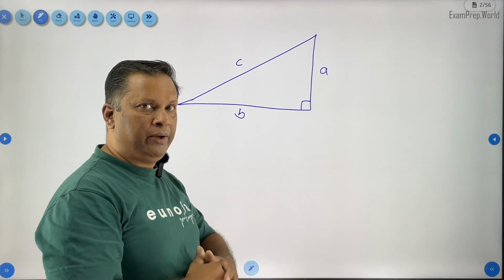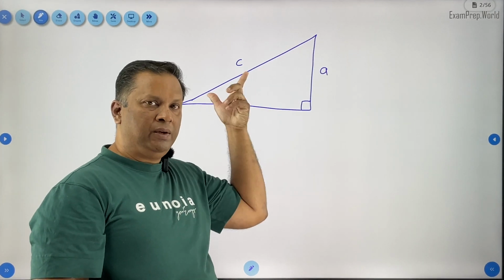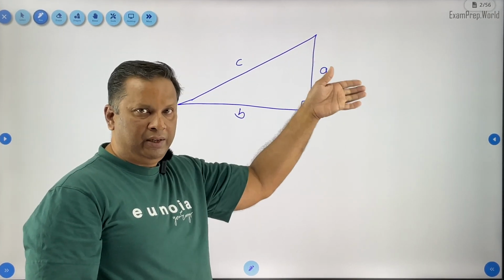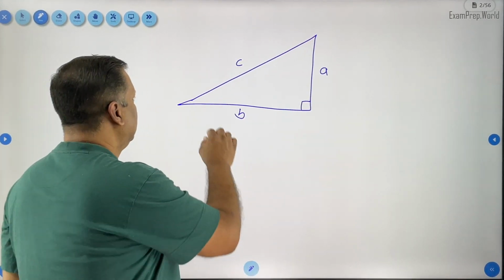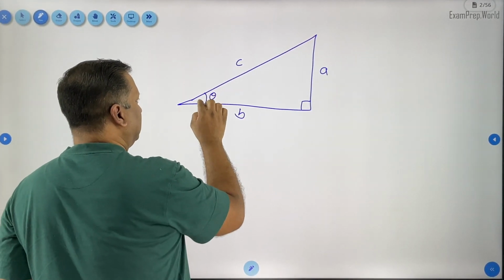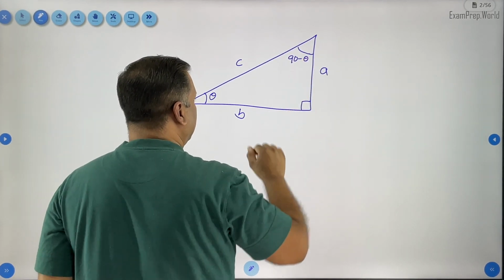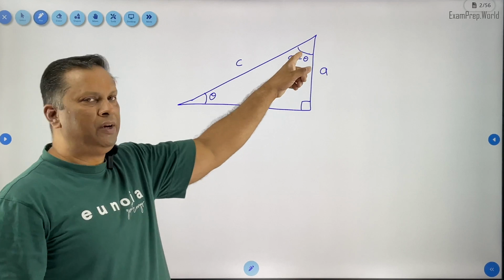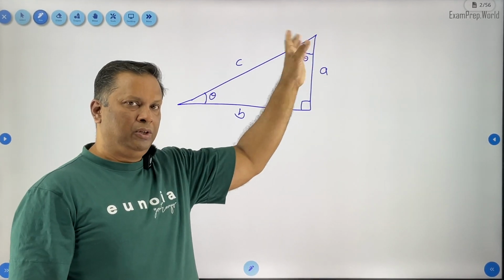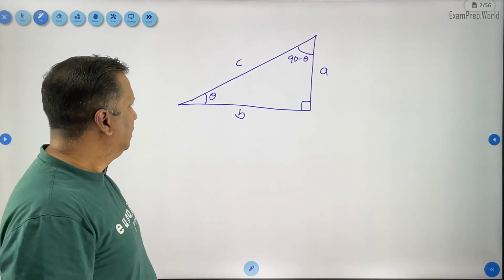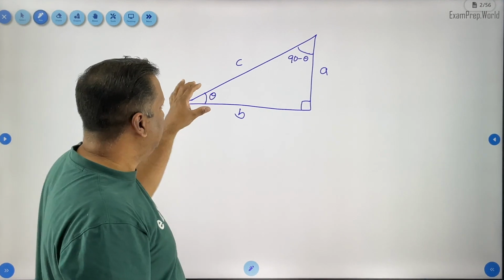In this triangle, how many acute angles are there? There are two, 1 and 2, and sum of them will be 90 because sum of all three angles is 180. So if 90 is already here, so these two sum will be 90. So if this angle is theta, this angle will always be 90 minus theta, right? If somebody gives you this is 70, so this is 20. If somebody gives you this is 80, then this becomes 10 because total should be 90. Okay. Now there are two acute angles, so there are two kinds of ratios possible for each acute angle.